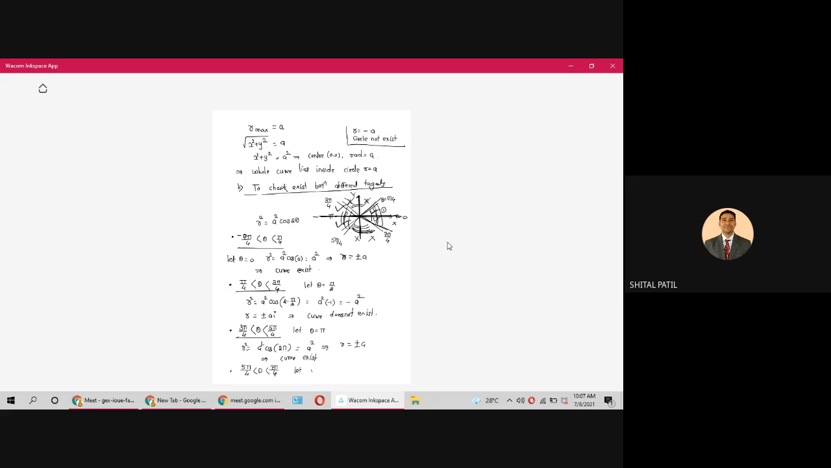Okay, so we'll check that. Let theta equal to 3 pi by 2. Hope this is visible. Okay, so r square equal to a square cos of 3 pi by 2 into 2. So cos 3 pi is minus 1. So minus a square. So curve does not exist. For me, it's somewhat difficult to write it. Please write it correctly. Curve does not exist.